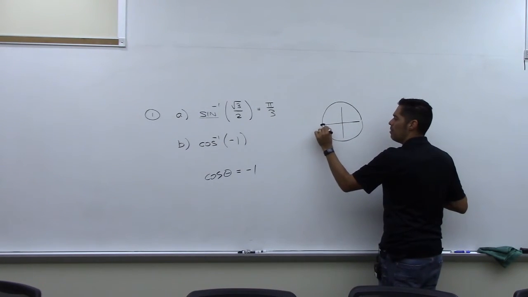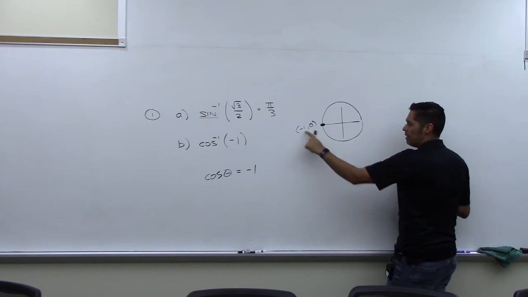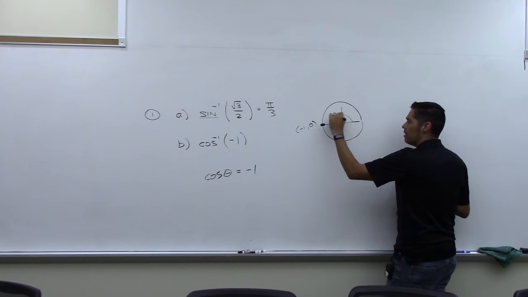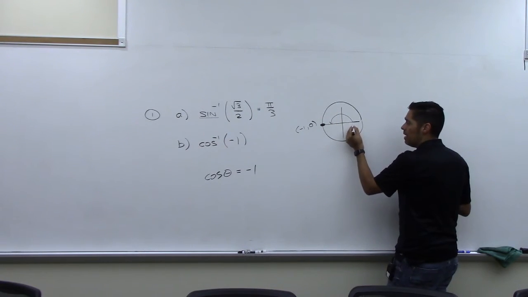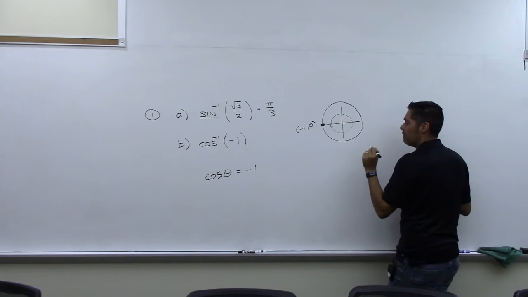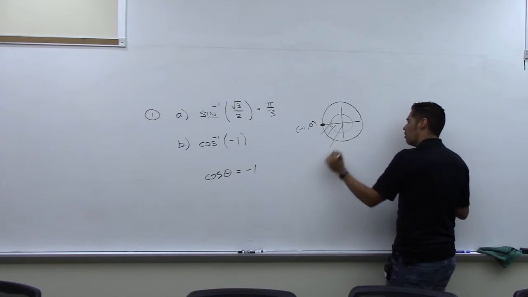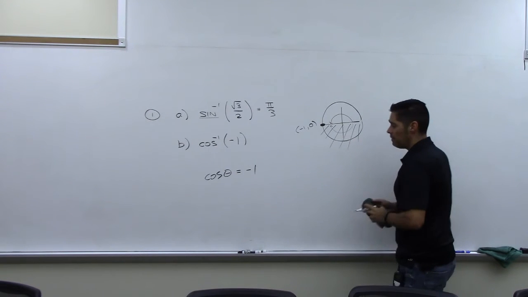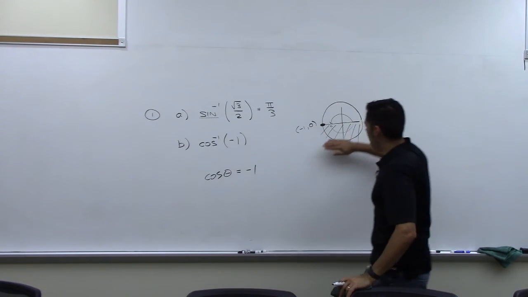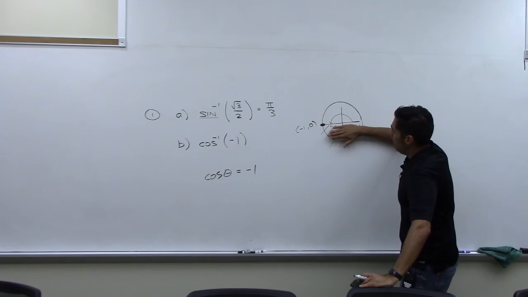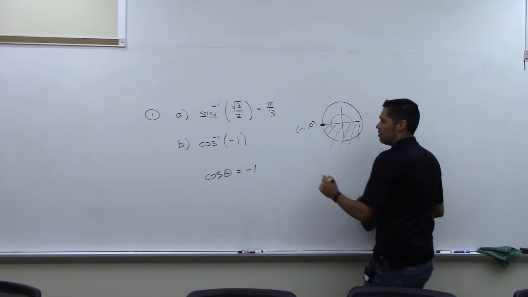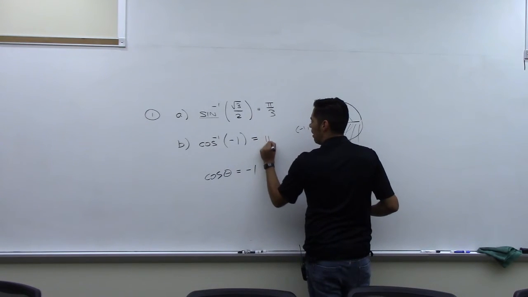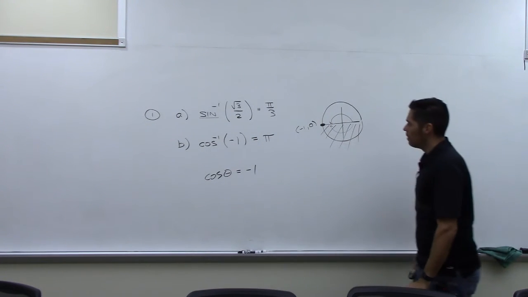Well, here's the point negative 1, 0. That's the only point on the unit circle where we have a negative 1 for our x-coordinate. That angle here is pi. Now we could also say negative pi to get there. However, our domain restriction to be able to define the arc cosine, we had to cut off the bottom part of the circle and only look between 0 and pi. So that means the answer here would be pi, not negative pi, and nothing bigger than pi.